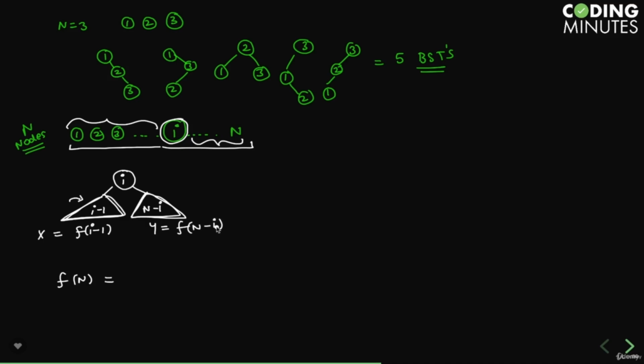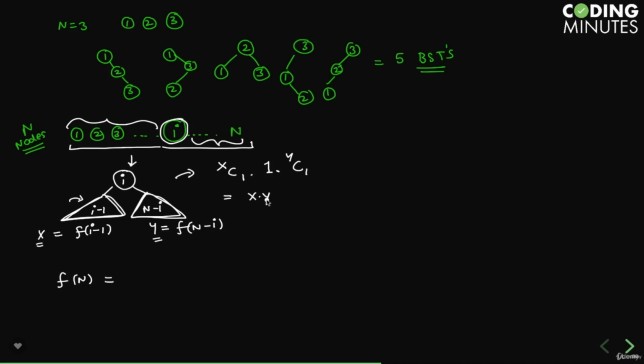Now in order to form this particular BST with the ith node as the root node, I have x number of BSTs possible in the left, y number of BSTs possible in the right, and how many BSTs can I form with this ith node as a root node? I can choose one BST from the left in xC1 ways. I have one way to choose the root node, and I also have yC1 ways to choose one BST from the right. So this turns out to be x into y.